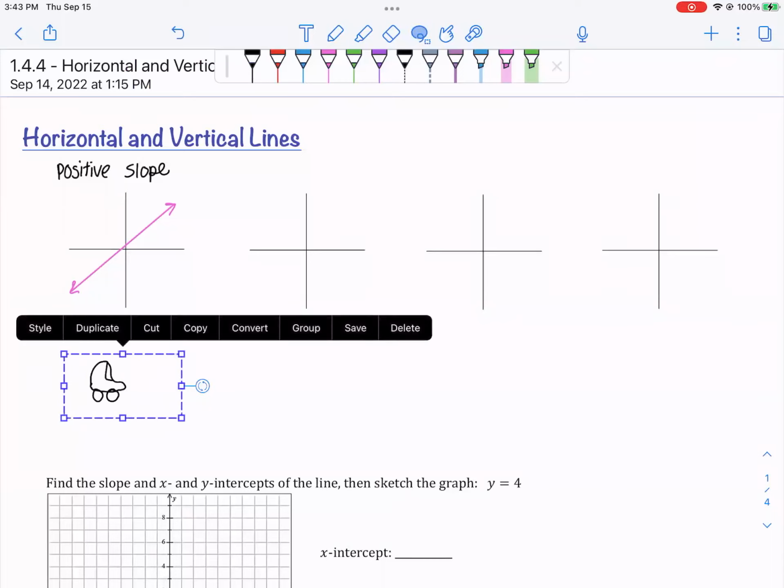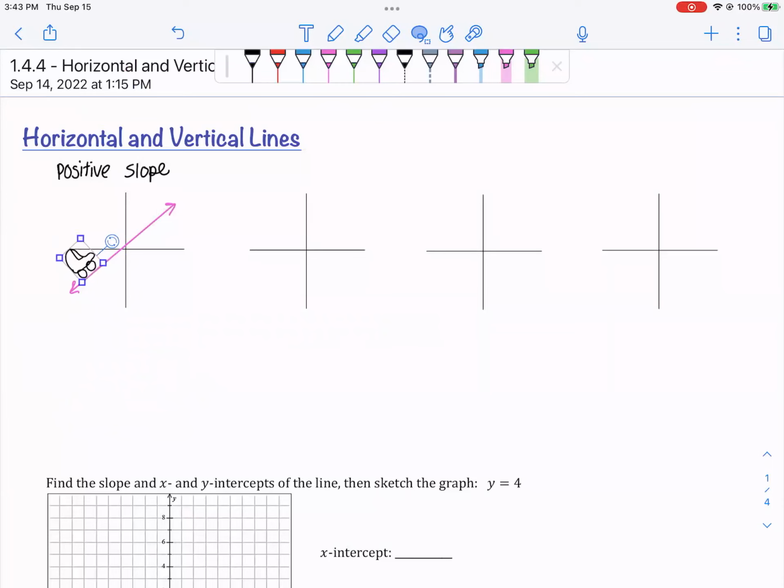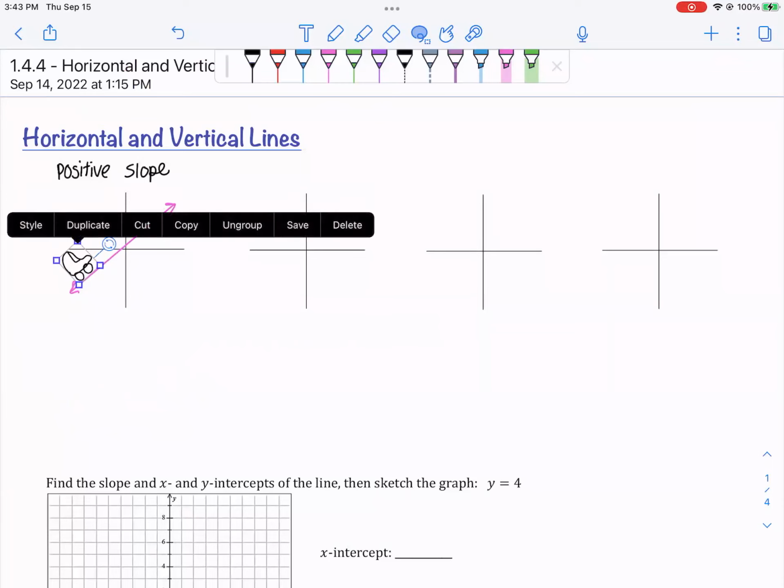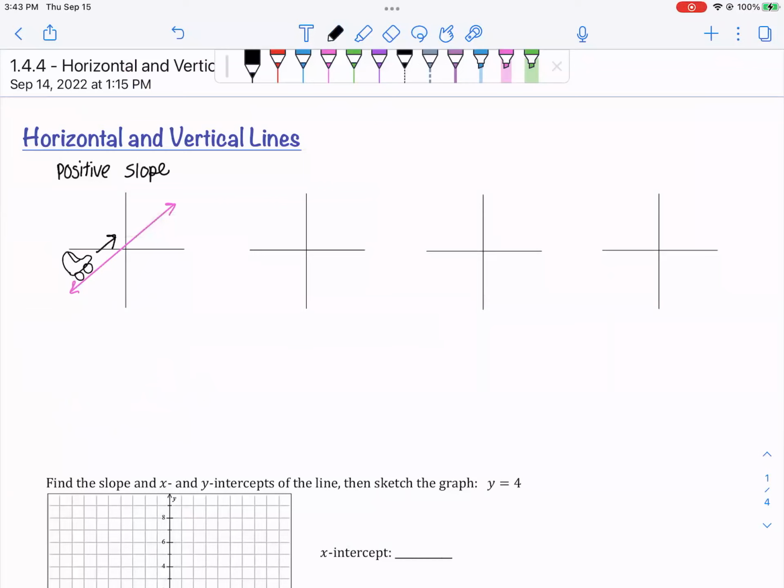All right. So if you're a little car driving from the left to the right, a positive slope means you're driving uphill. So an example would be something like y equals 2x plus 1. That has a positive slope, and the car drives uphill.